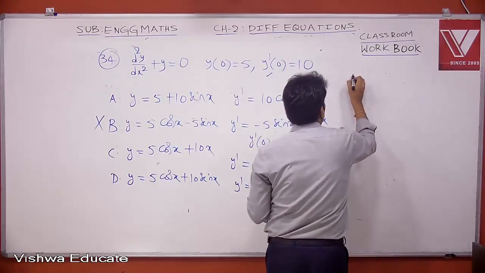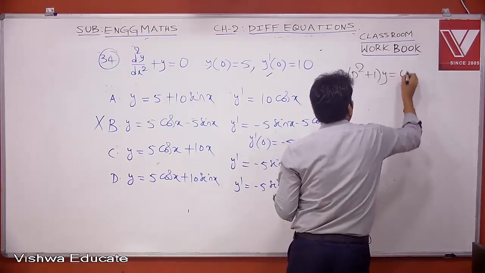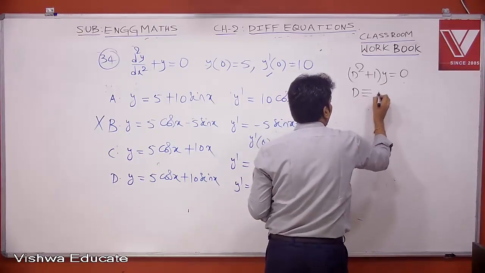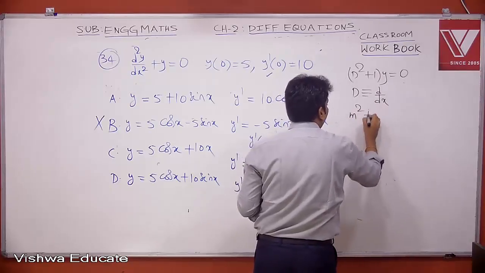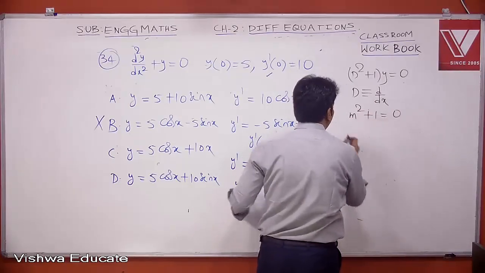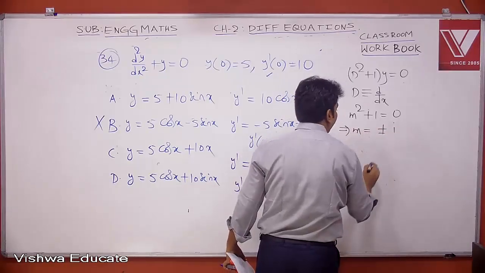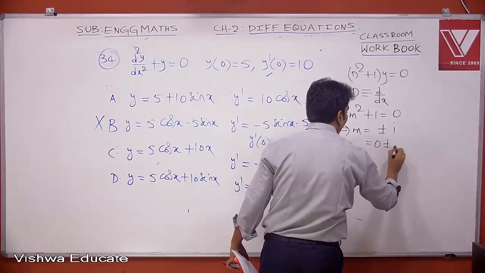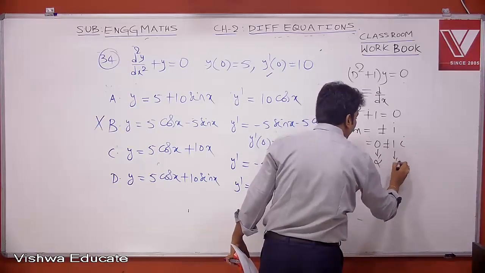Now this is in capital D form, d square plus 1 of y equal to 0. Here d is nothing but the differential operator with respect to x. So what is my auxiliary equation? m square plus 1 is 0. So this implies m equal to plus or minus i. So it is in the form 0 plus or minus 1 into i. This is alpha value and this is beta.